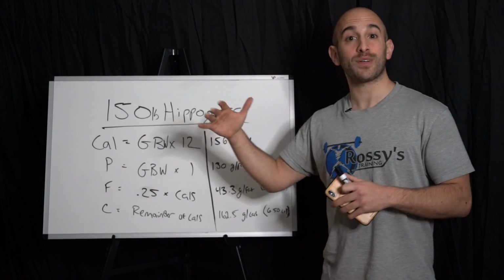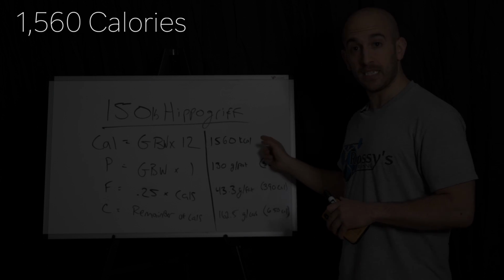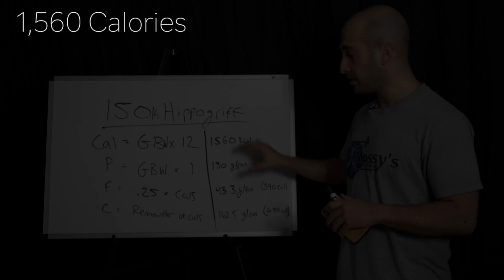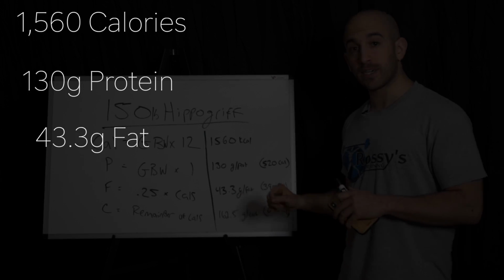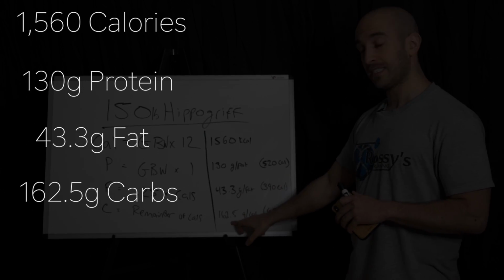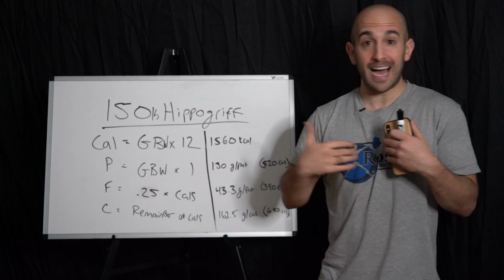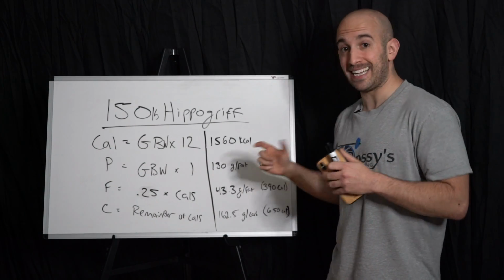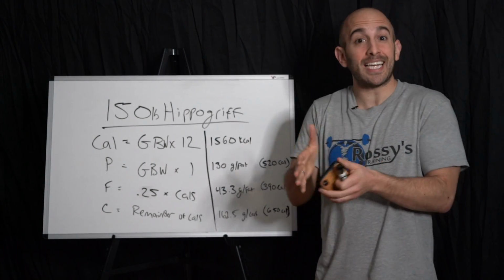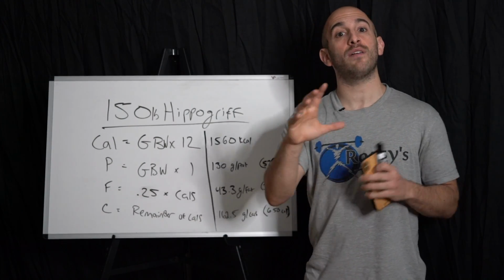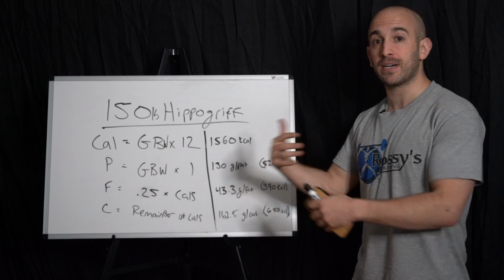So if we're looking at the total calories and macros for this particular hippogriff, we've got 1560 total calories, 130 grams of protein, 43.3 grams of fat, and 162.5 grams of carbs. Now, I just want to reiterate, again, personally, I only track calories and protein. It's really all you need. But if you want to get more specific, if you like being a numbers person, if you just want to get a better idea of how much you're eating of what, then you can dive more into the macronutrients.